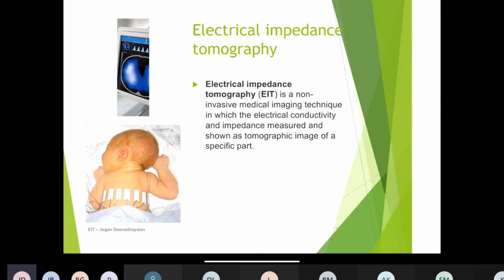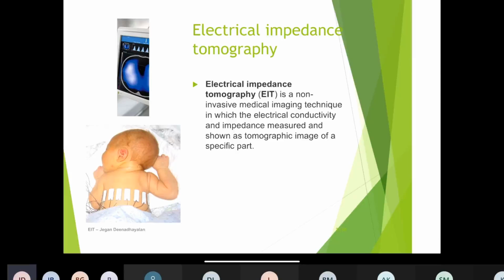It's a non-invasive medical imaging technique where the electrical conductivity, the impedance, is measured. The meaning of impedance is the resistance to electricity. In the image shown, the electrodes are fixed on the baby's chest. This kind of electrode can be fixed on any part of the body. Electricity is given from one electrode, and it is measured as output all around that specific part.